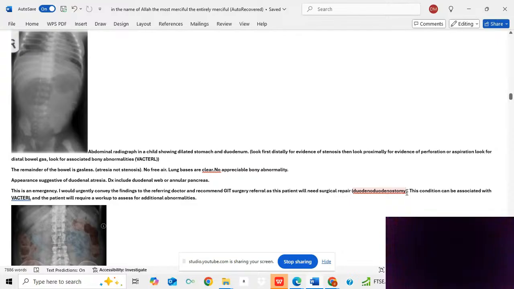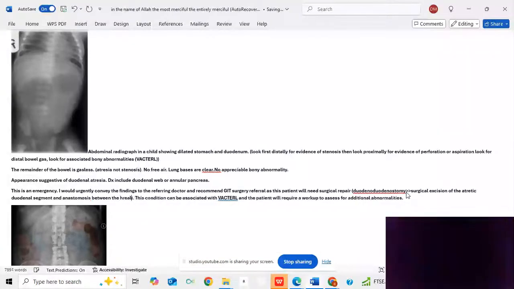Okay, we'll try to type this one here. Means surgical excision of the atretic duodenal segment and anastomosis between the healthy duodenal parts.